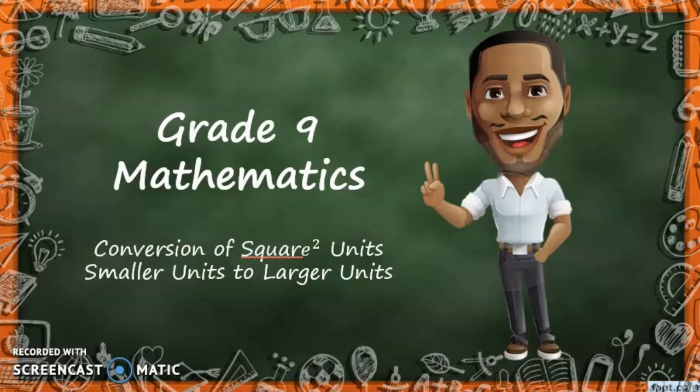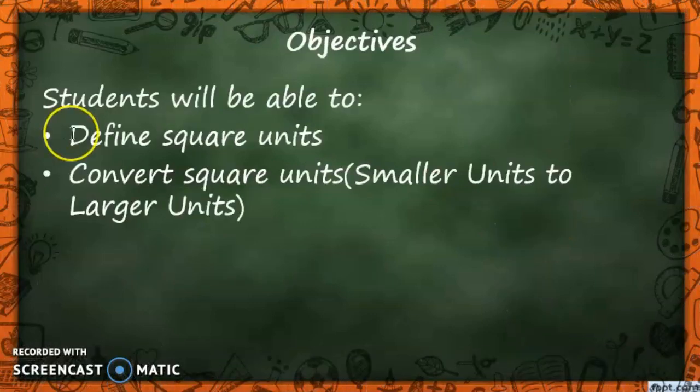to today's class. Today we'll be looking at conversion of square units, smaller units to larger units. So let's look at the objectives. Objective 1, define square units. Objective 2, convert square units, smaller units to larger units. Alright, so let's get right into it.